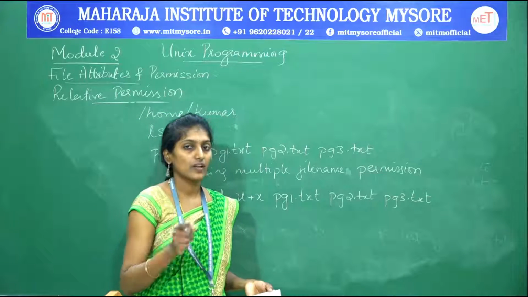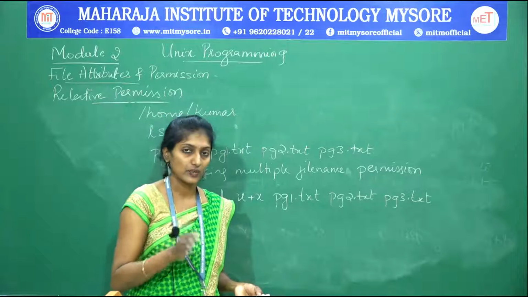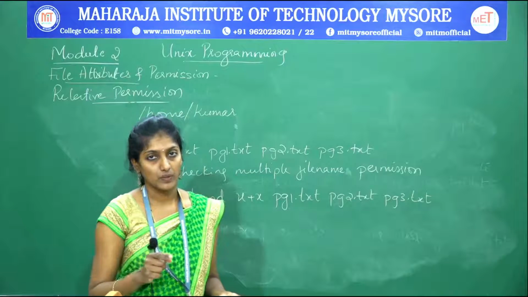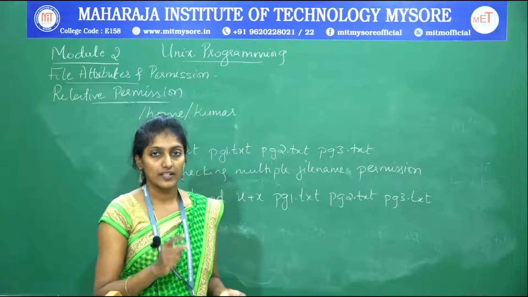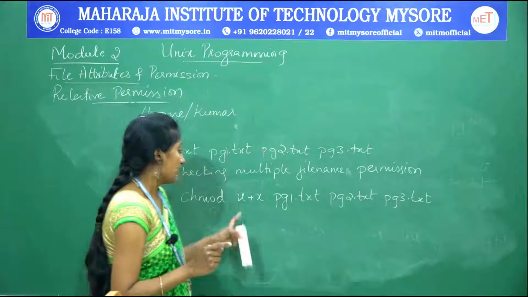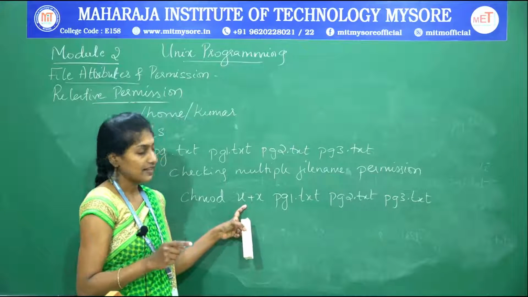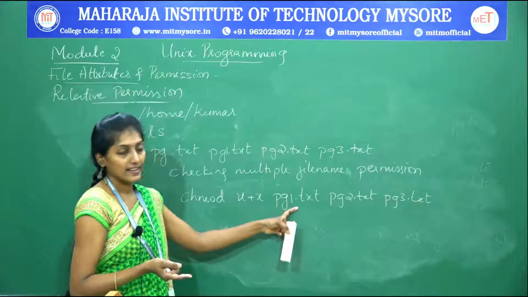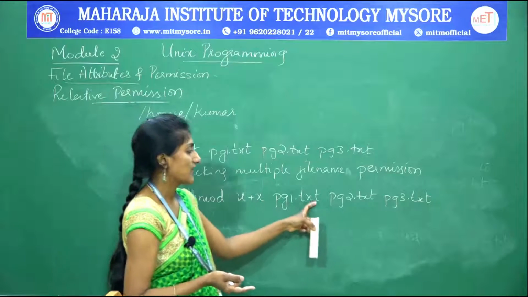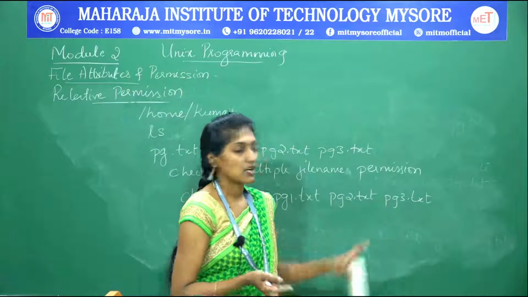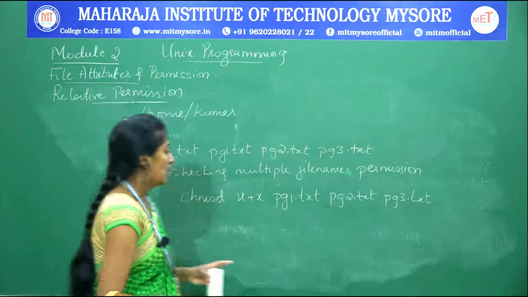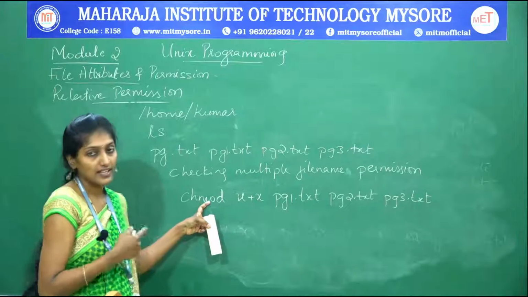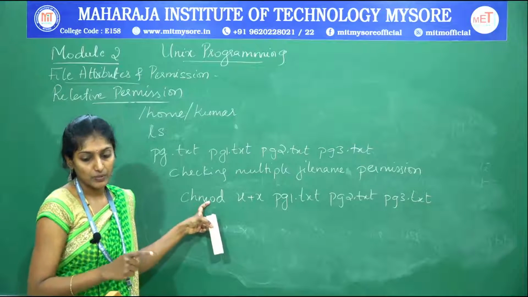By default, read and write permission will be assigned. If the owner is the one who has created the file, he will have read, write and execute permission by default, whereas for group and others only read permission will be assigned. So if the user wants to assign execute permission only for the user, he can provide u plus x, pg1.txt, pg2.txt, pg3.txt for multiple file names. So this is one way of using chmod in the relative permission mode.